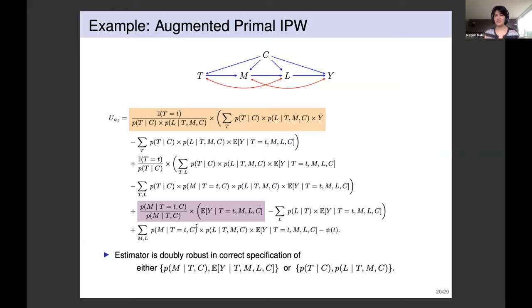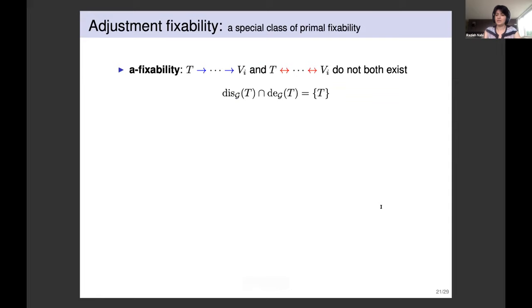So just for the sake of completeness, this is what the influence function looks like for this graph that I've been using as an example. And as you can see, the primal IPW and the dual IPW are going to directly show up in the IF. I'm just going to pause for a question before I go into a special subclass of primal fixability.